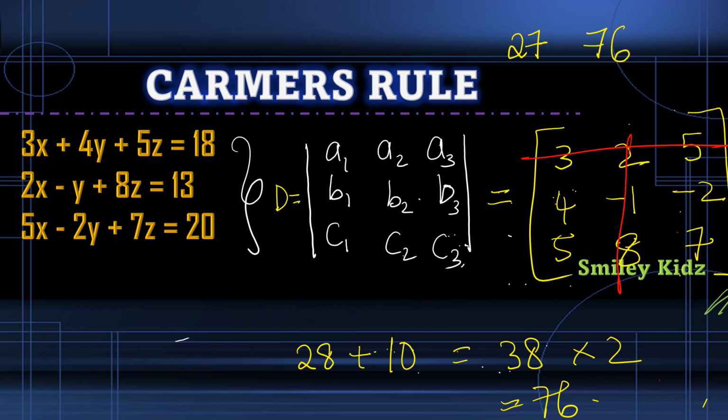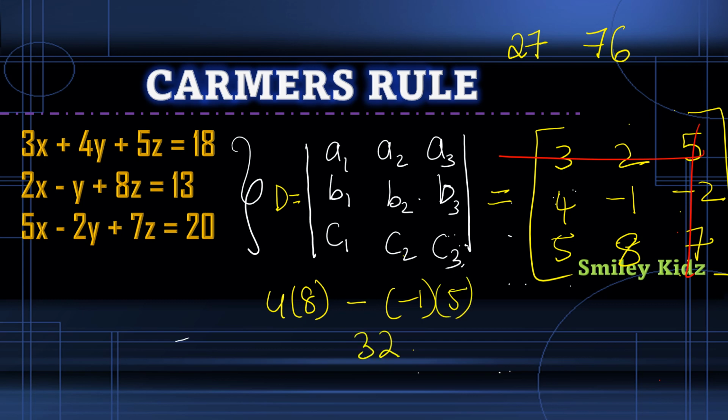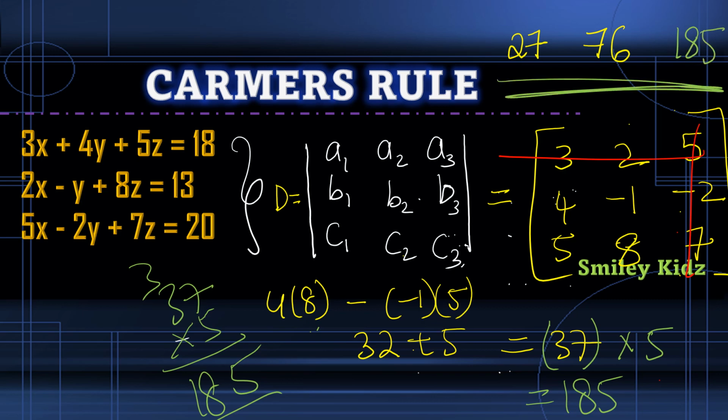Now let's take the third element, that is 5. Let's delete them first. Alright, now let's multiply them. 4 into 8 minus of minus 1 into 5. What is this equal to? 32 plus 5, that is 37. Now 37 over here should be multiplied with 5. Alright, now what is 37 times 5? Here we have 35, 15, 18. So here we are having 185. So these are the three numbers that we have.